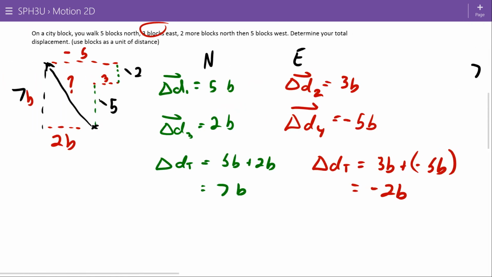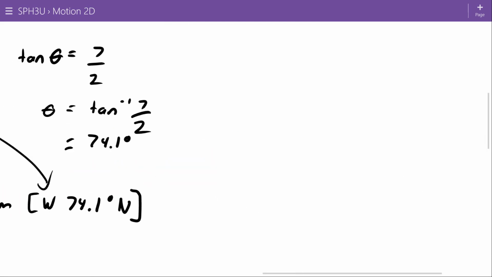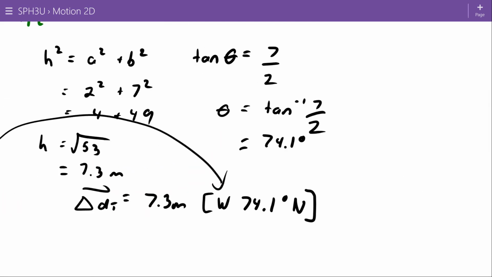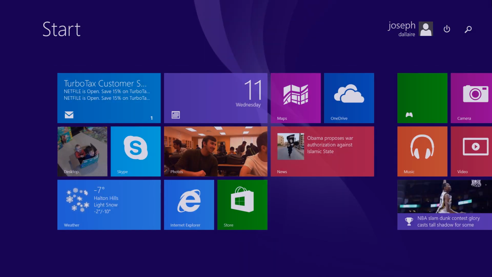We've used the components of a motion to come up with its overall displacement. I think this is a good place to pause, and we'll pick up when we're looking at a more complicated one.